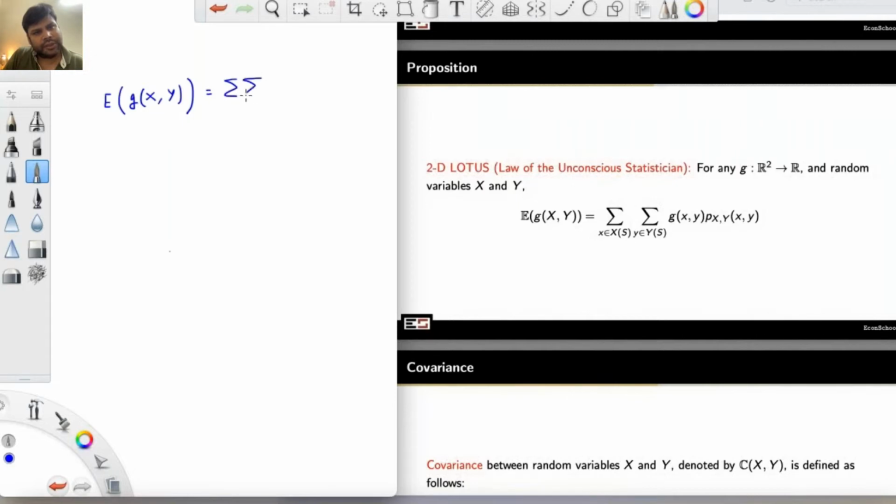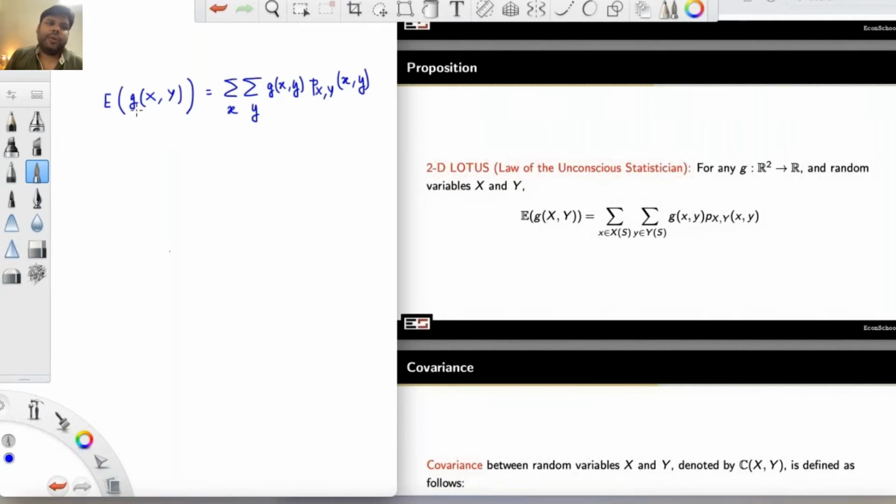It is just the sum over all possible values of x and y, of g(x,y) times the joint PMF of X and Y. Okay, that's it. Simple formula. And it makes sense, right? I mean, that's how you actually find expectation. Now because it depends on the two random variables, you're going to do the double sum.